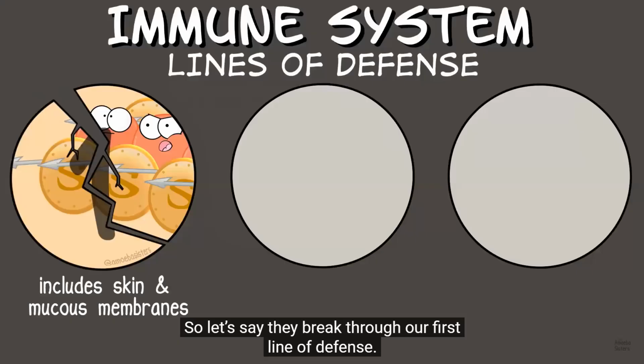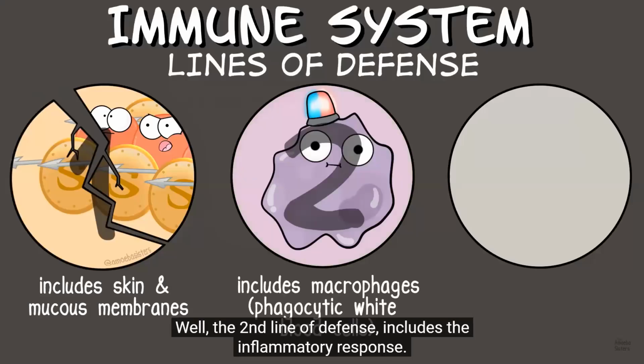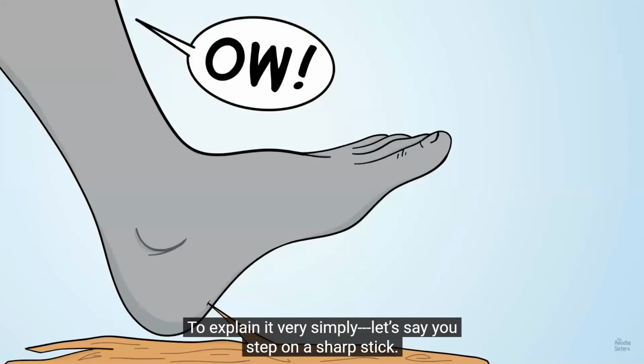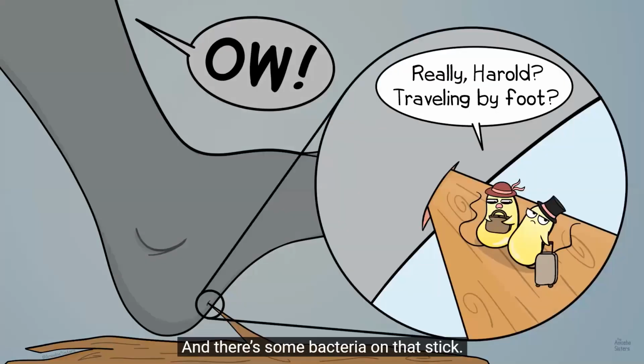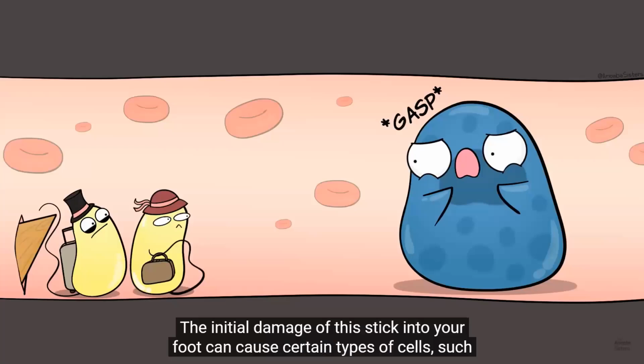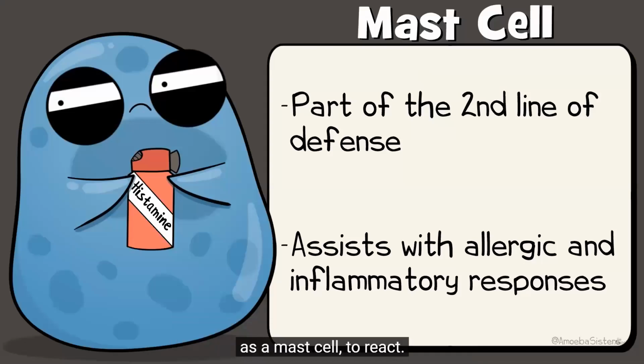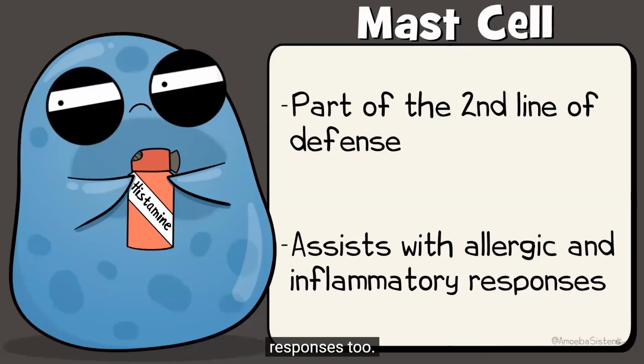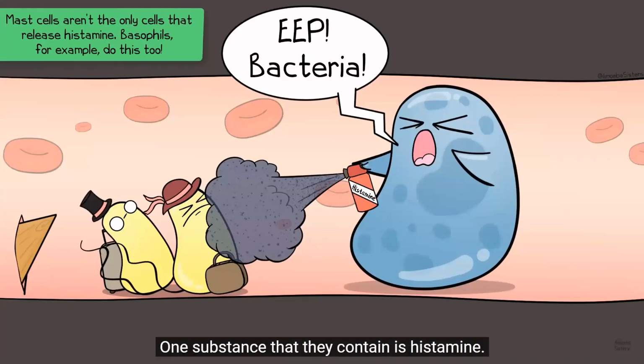So let's say they break through our first line of defense. Well, the second line of defense includes the inflammatory response. To explain it very simply, let's say you step on a sharp stick, and there's some bacteria on that stick, in your foot. The initial damage of this stick into your foot can cause certain types of cells, such as a mast cell, to react. These cells are filled with substances that work with allergic responses and inflammatory responses too. One substance that they contain is histamine.